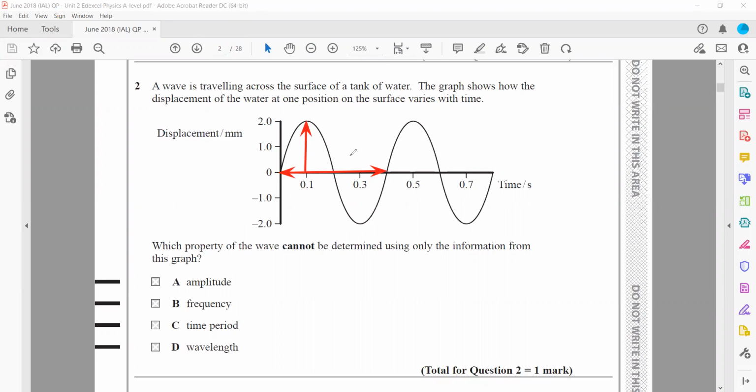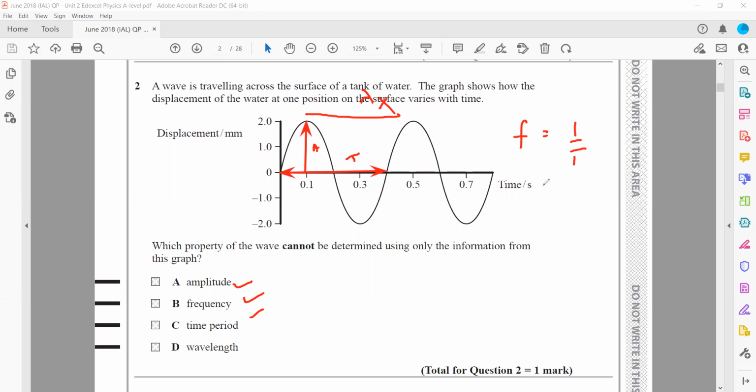And from the time period, I can work out the frequency. Frequency is the reciprocal of the time period. So we can work out amplitude, frequency, time period, but wavelength we cannot determine. Why? Because the horizontal distance, this is not the wavelength.